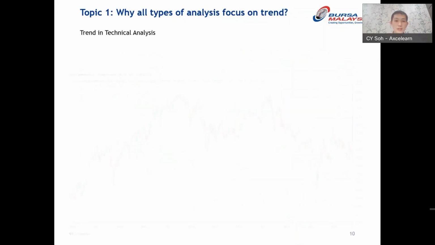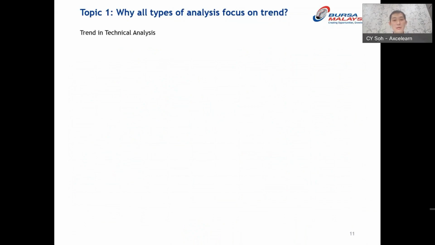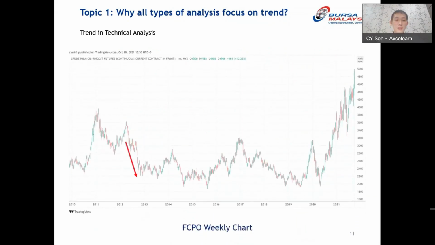Now, in technical analysis, this is an FKLI weekly chart. Here we can look at trend as well. There is uptrend, there is sideways, there is downtrend. Of course, I believe you understand this very easily. For FCPO, this is a weekly chart. Here you can see there is a downtrend. There are times which is sideways, and there are times which is also an uptrend.